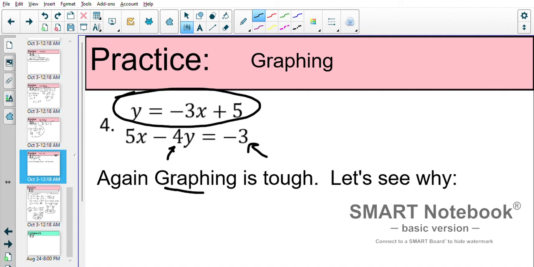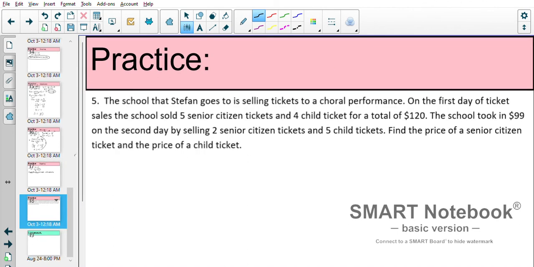So graphing, I would not use on this one, although if you had a graphing app or graphing calculator, it would make it a little easier. Let's finish out the last one right here. We need to write some equations. Our task is to find the price of a senior citizen ticket and the price of a child ticket.